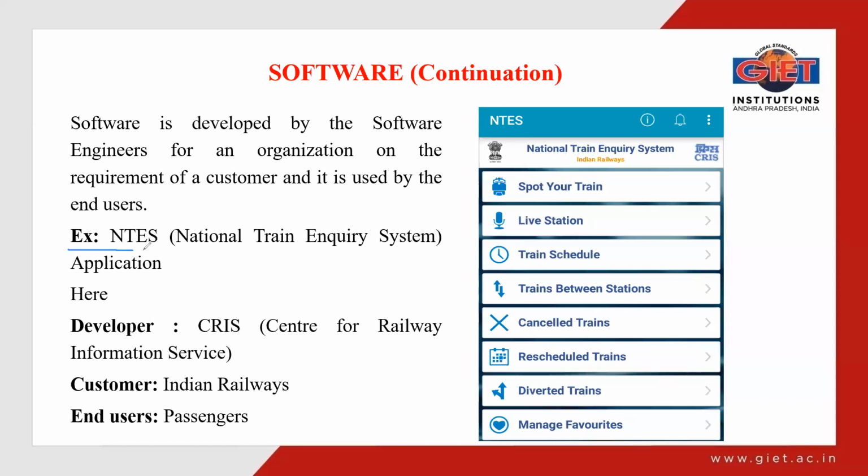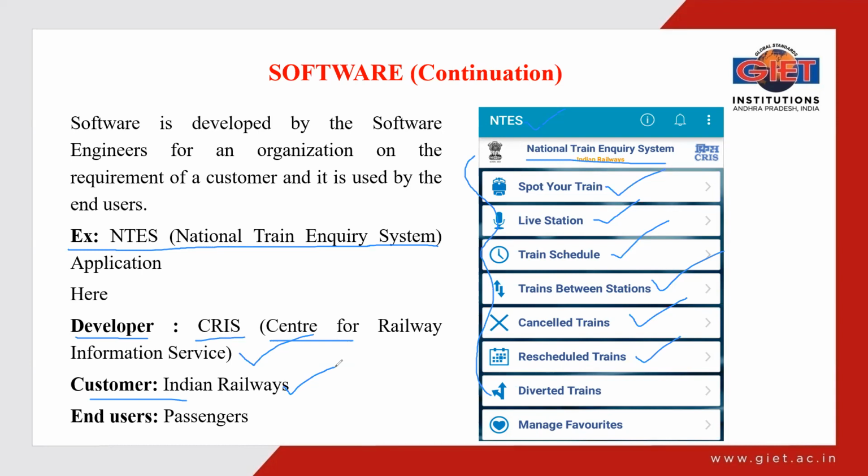So, for example, I am taking a national train enquiry system application. You can see the app name, National Train Enquiry System. You can see there are various modules here: how to spot your train, live station, train schedule, trains between stations, cancelled trains, rescheduled trains. Everything is mentioned here. This is an application developed by the developer CRIS, Center for Railway Information Service. And the customer is Indian Railways.